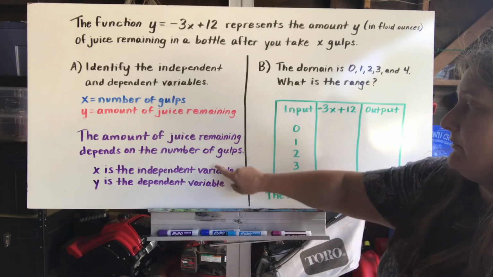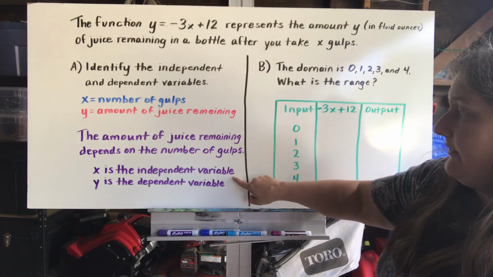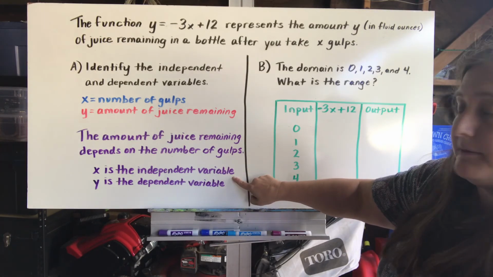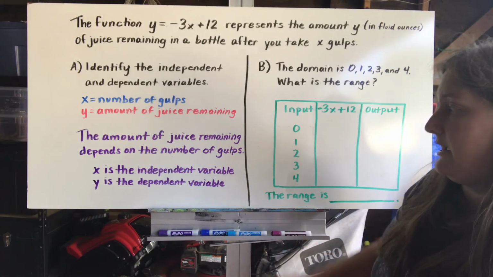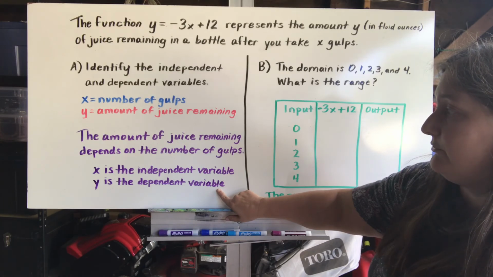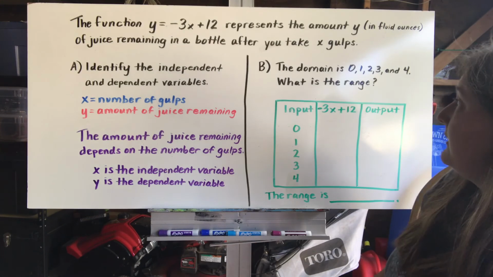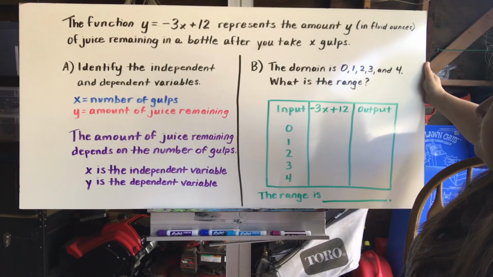So since the amount of juice remaining depends on how many gulps you've taken, the gulps is going to be your independent variable. That's the one that it's kind of up to you. How many gulps are you going to take? Depending on how many gulps you take, that will determine how much juice is remaining. So y is your dependent variable. So let's say the domain in this problem is 0, 1, 2, 3, 4.